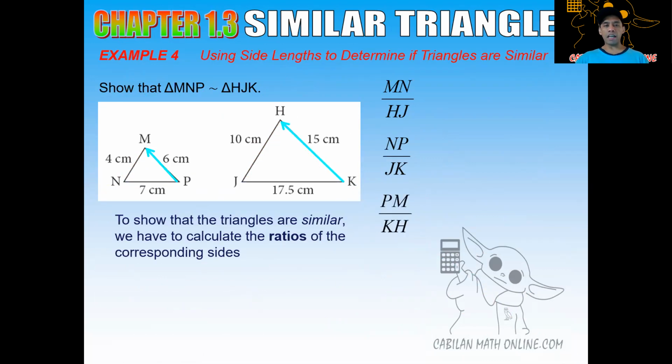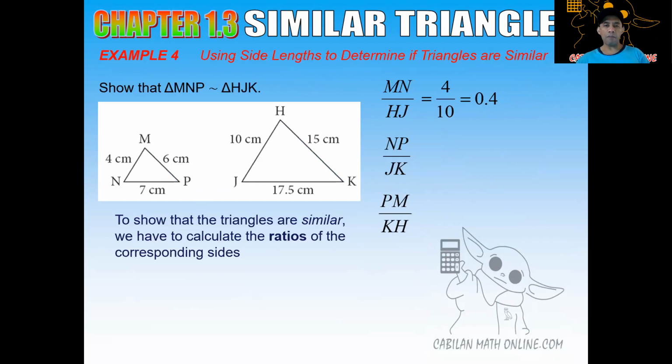Now, what we want to do in the next part is put in the numbers and see what we come up with when it comes to the values over here. So starting off with the first one, we have 4 over 10 here. And when we divide those two numbers together, that gives us 0.4. So for this one here, we're going to use our decimal answers because it's going to help us see if these triangles are similar or not.